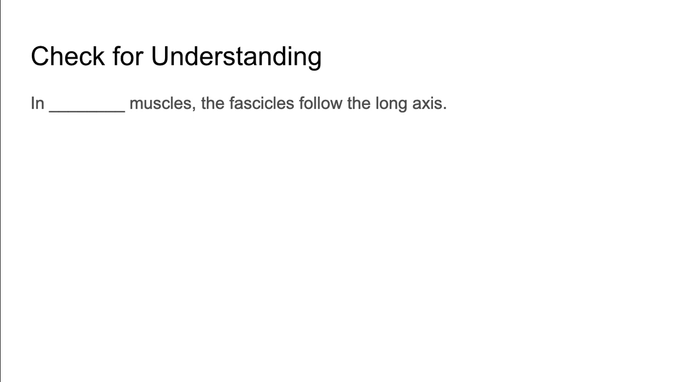All right. So first question, in blank muscles, the fascicles grow along the long axis. So, pause the video here and think about what you're going to write down as the answer. Okay, so let's see what the answer is. It is in parallel muscles the fascicles follow a long axis. All right, so let's look at the next question.